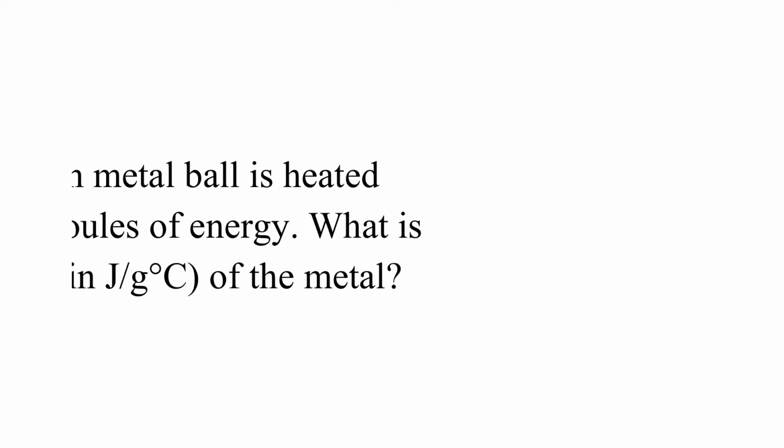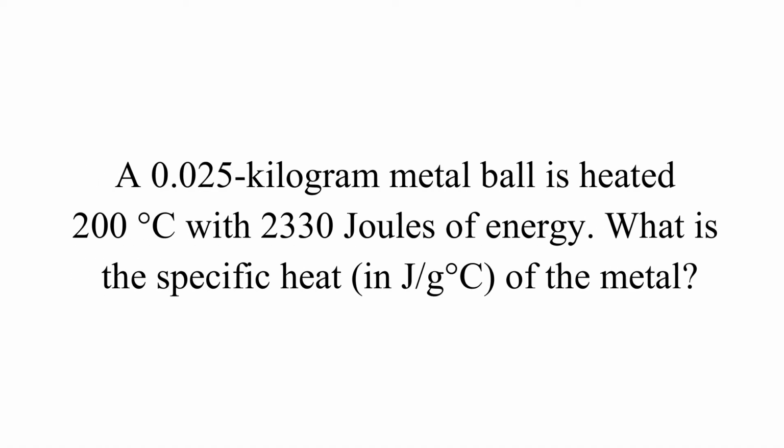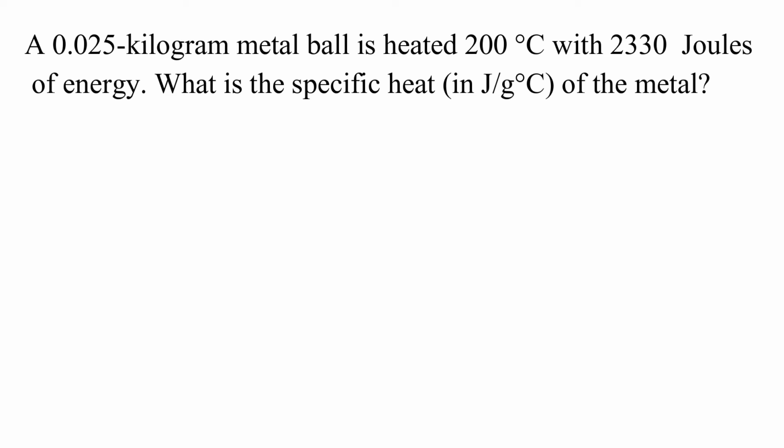A 0.025 kg metal ball is heated to 200 degrees Celsius with 2330 joules of energy. What is the specific heat in joule per gram degree Celsius of the metal? Let us list the information we know. m is equal to 0.025 kilograms. Delta T is equal to 200 degrees Celsius. Q is equal to 2330 joules.